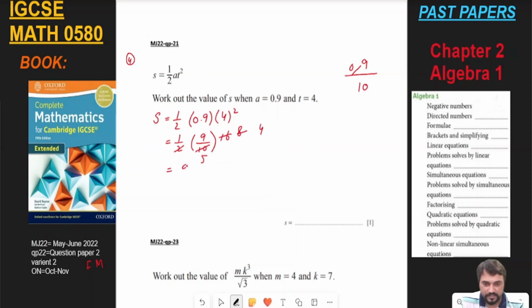Now the rest is 9 into 4 divided by 5. 9 times 4 is 36, divided by 5. So you can divide 36: 5 times 7 is 35, remainder 1, place a decimal and carry a 0. So 5 times 2 is 10. So our answer is 7.2.